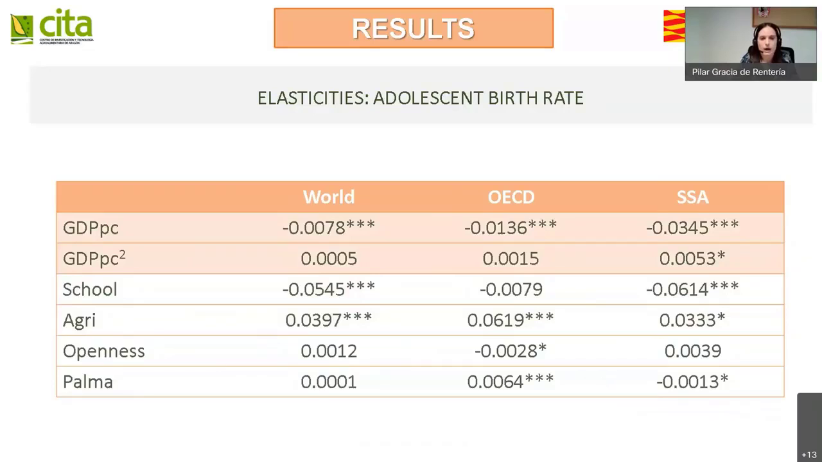And only in sub-Saharan countries do we find an elasticity with a magnitude comparable to other drivers, although you can see that this effect tends to soften as the income level increases. Finally, the other factors, the openness variable and the Palma ratio, are not statistically significant at global level, although you can see that globalization has a significant and negative impact on the adolescent birth rate in the OECD countries.